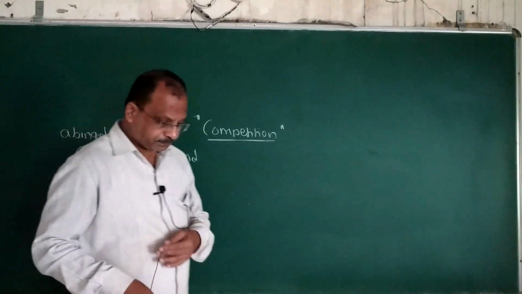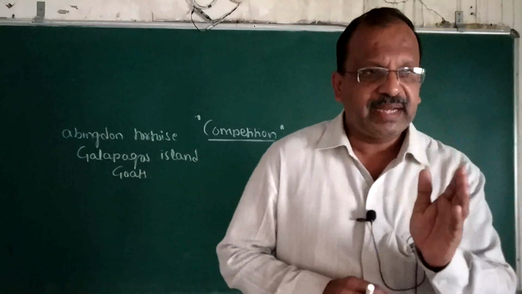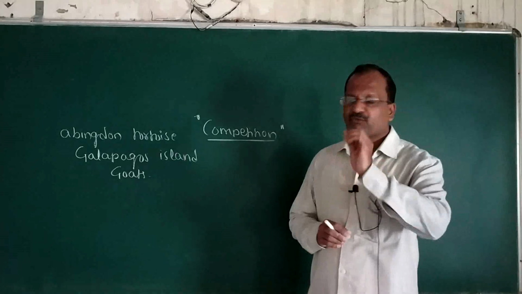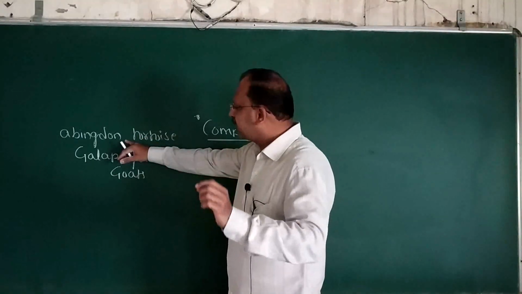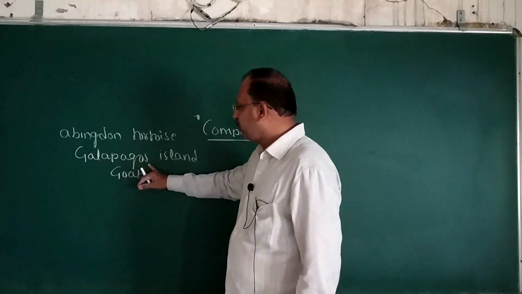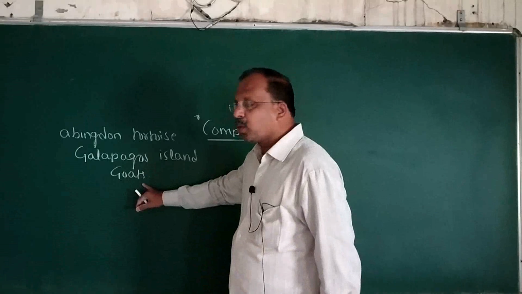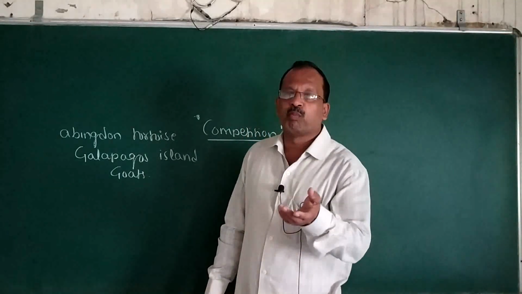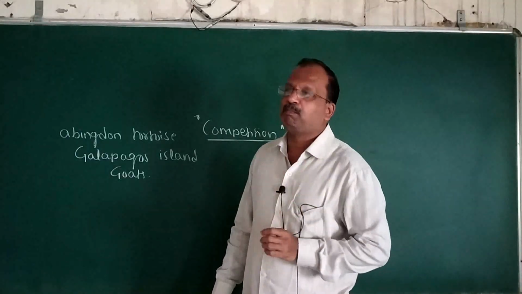Look over here. When the resources are limited, competitively superior species will eliminate the inferior one. In such an example, the Abingdon tortoise found in the Galapagos Islands became extinct due to the introduction of goats on that island, because goats have more browsing efficiency, or they feed more on the plants.